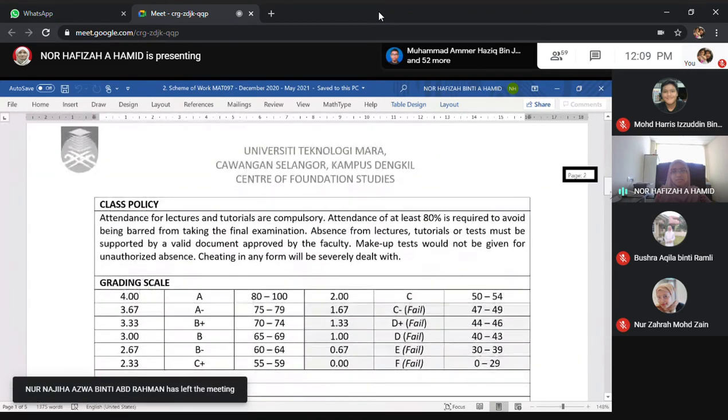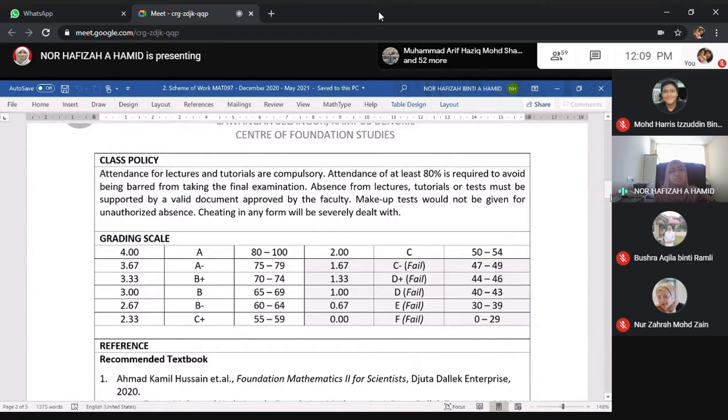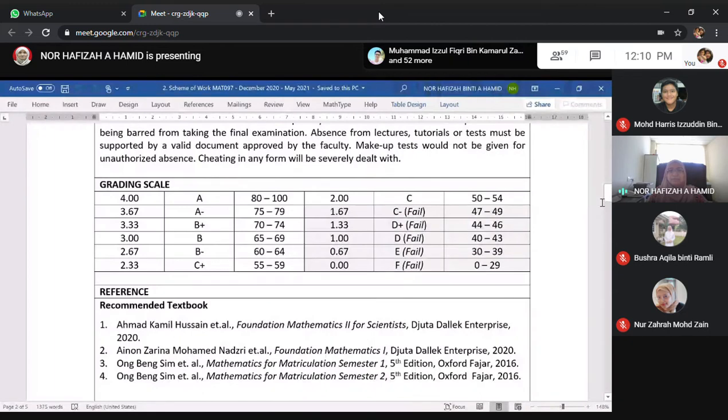Okay, so class policy. Attendance must be at least 80%. So your attendance must reach 80%. If less than 80%, then you cannot sit for the final exam. Okay, so for grading scale, this is your grading scale.